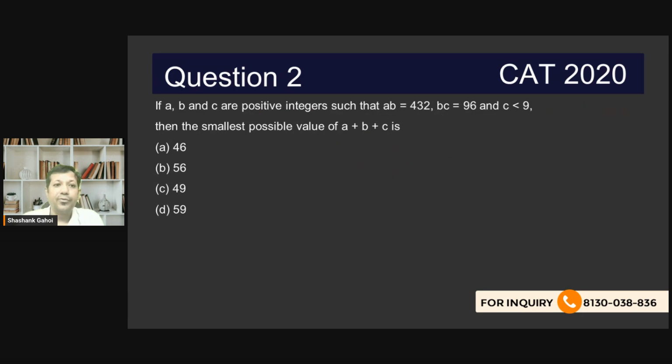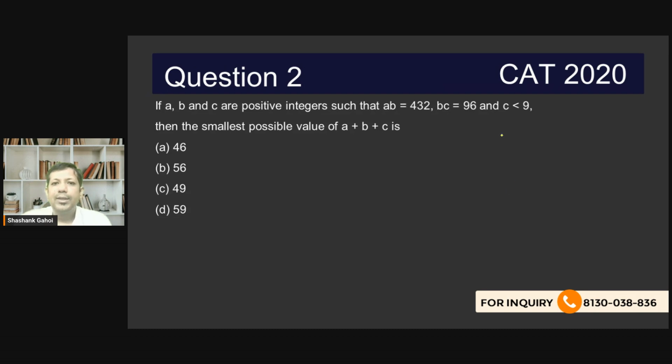This is a different type of question. A into B is equal to 432, B into C is equal to 96, and it is given that C is less than 9. The question is: what is the smallest possible value of A plus B plus C? So what can I do?